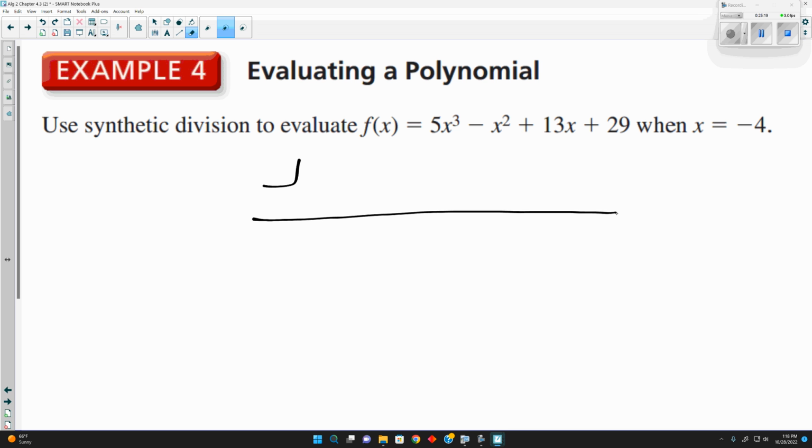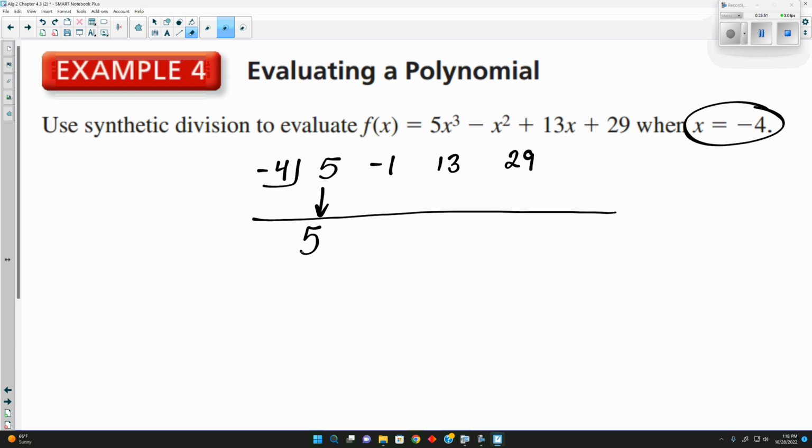What I want to do for this problem is the synthetic division. Now, they were nice enough to give us the value of x. X is equal to -4, which means the number in the cubbyhole is -4. We don't have to do anything to it. We just plug it in there. Our numbers across the top is 5 for x to the third, -1 for x squared, 13 for x, and 29. So we bring down the 5.